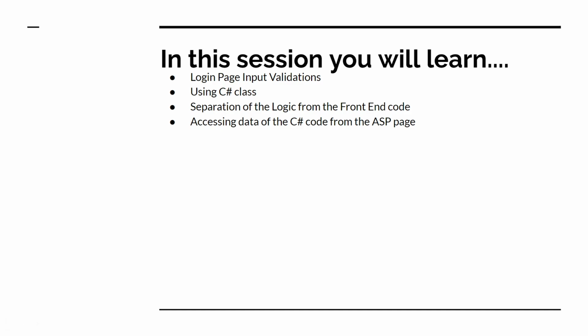because in the previous lesson when we used embedded code blocks, you are not separating the logic from the front end. Look at the previous lesson, then you will see what embedded code blocks are. But when you use a C# class, you will be separating the logic from the front end code. And also we will be talking about accessing data of the C# code from the ASP page.